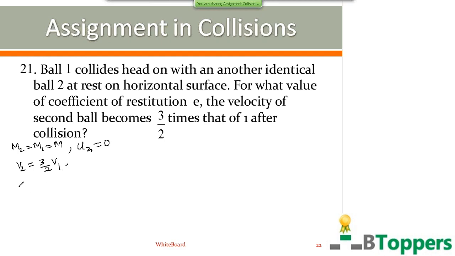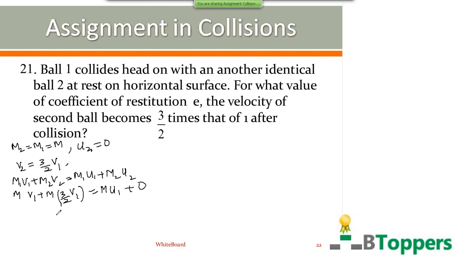So we can write M1 V1 plus M2 V2 equal to M1 U1 plus M2 U2 for any one-dimensional collision. Here both the balls have the same mass denoted by M. So you can write V2 equal to 3 by 2 times V1. And the second ball is at rest, so U2 is 0. So you can simplify this further, and you get 5 by 2 times V1 equal to U1.